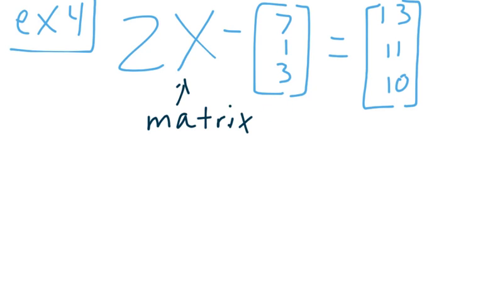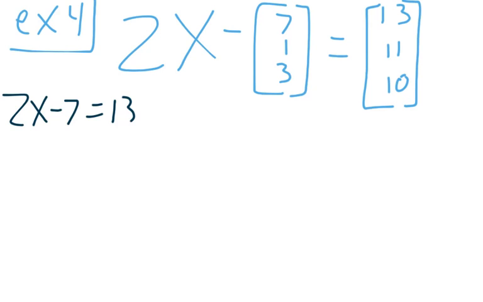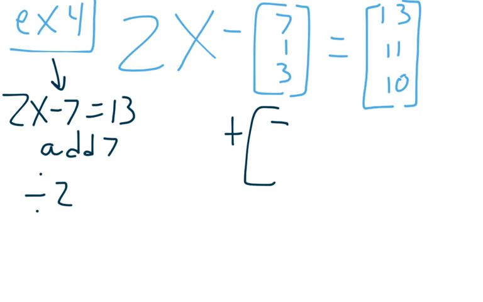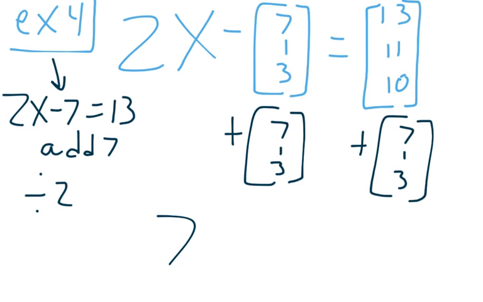So like any other equation, you're going to treat this just like a regular equation. If this was your equation right here, you would add 7 first, and then you would divide by 2. I'm going to do the same thing over here. So I'm going to add this 7, 1, 3 to both sides to get the 2X by itself. So what I have then is 2 times some matrix equals, so add matrices, just put them together, 13 plus 7, 20, 11 plus 1, 12, and 10 plus 3, 13.